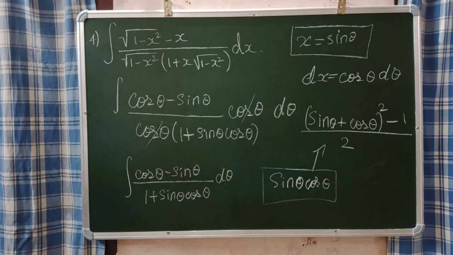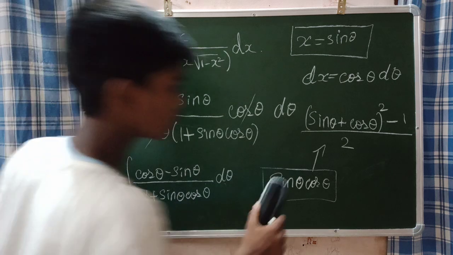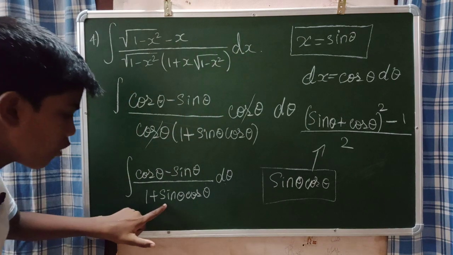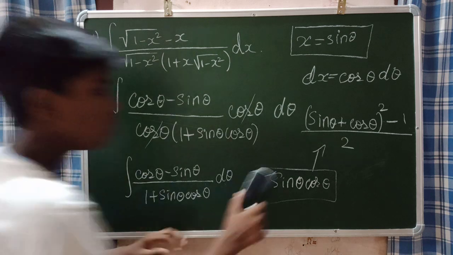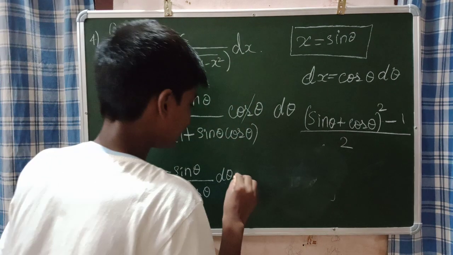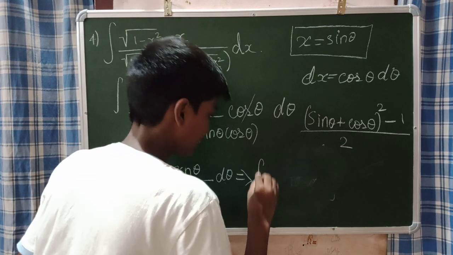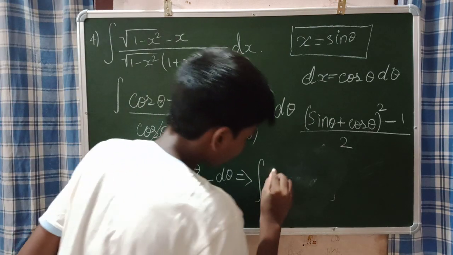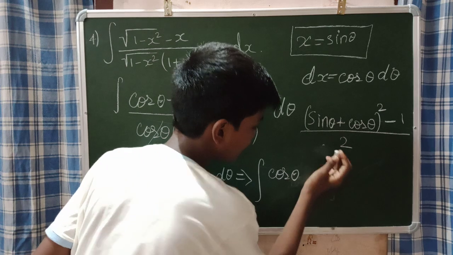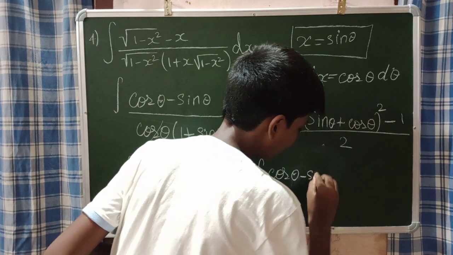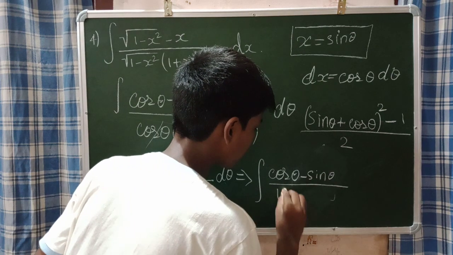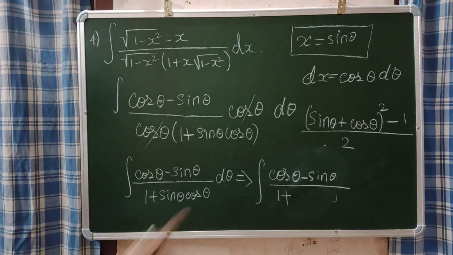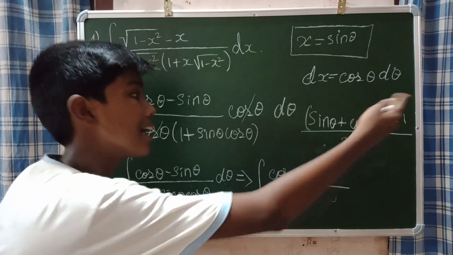Now guys, why I'm converting is this: see, there is a form like sin theta cos theta in the denominator. So the integral will change as the integration of (cos theta minus sin theta) divided by (1 plus sin theta cos theta). What is sin theta cos theta? That is (sin theta plus cos theta) whole square minus 1, divided by 2.